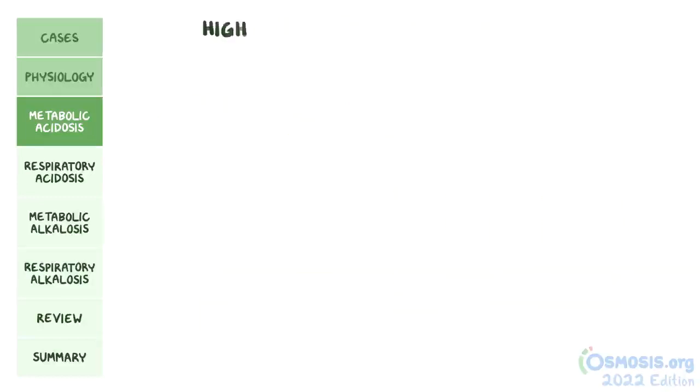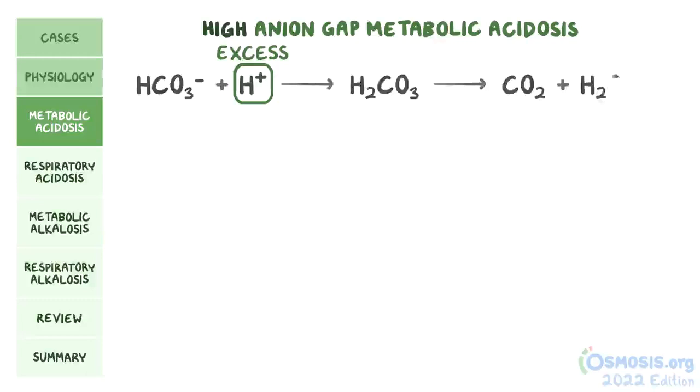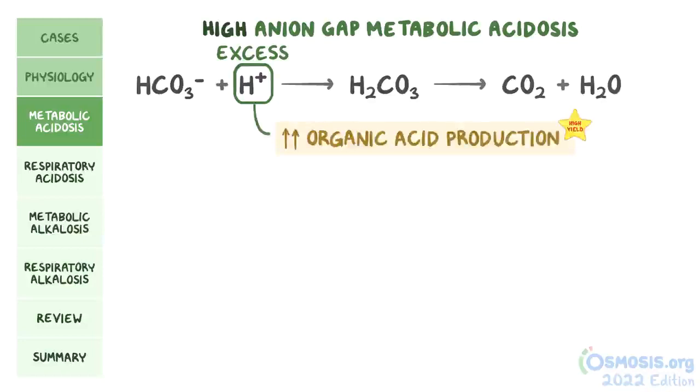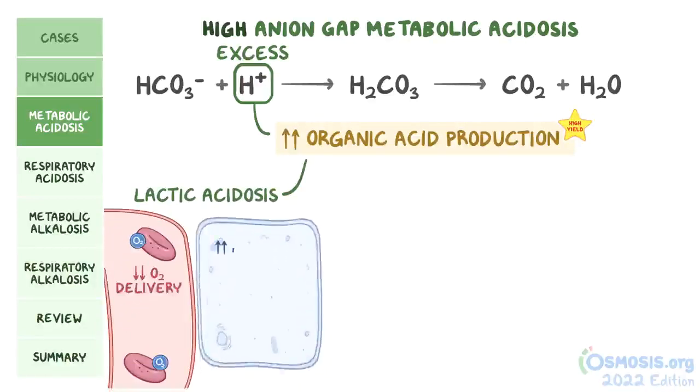Let's begin with high anion gap metabolic acidosis. In this case, bicarbonate ions decrease when they bind to excess hydrogen ions, which results in the formation of carbonic acid, which subsequently breaks down into CO2 and H2O. These hydrogen ions can come from an increased organic acid production in our body. One such example is lactic acidosis, which is where decreased oxygen delivery to the tissues leads to increased anaerobic metabolism and the buildup of lactic acid.